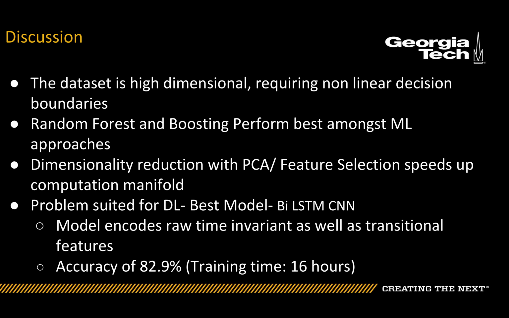The dataset is very high dimensional and requires non-linear decision boundaries for accurate classification. Boosting and random forest perform the best amongst ML approaches. Our dimensionality reduction experiments speed up the computation manyfold while capturing almost 85% of variance in our dataset. This allows us to explore multiple approaches for classification. Now we can also see that deep learning is the best suited approach given the characteristics of our dataset.